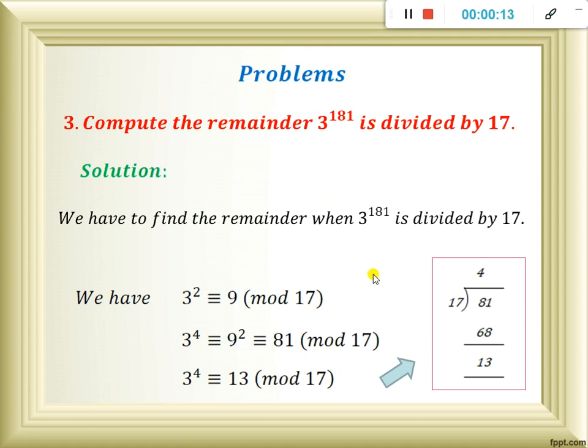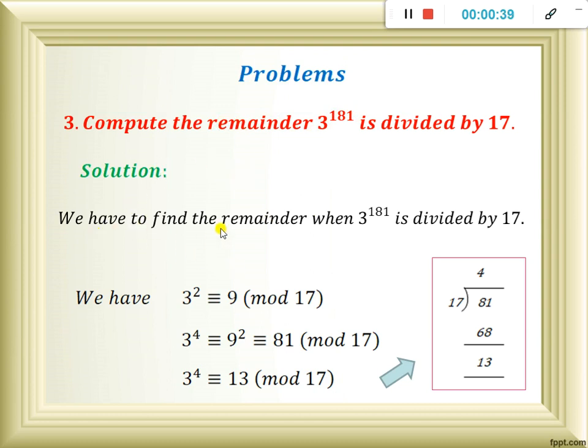Compute the remainder when 3 power 181 is divided by 17. Look at this number, 3 power 181. It's a very large number, so it is difficult to find the remainder directly. With the help of congruences, how are we going to find it easily? That is the motto of today's class.